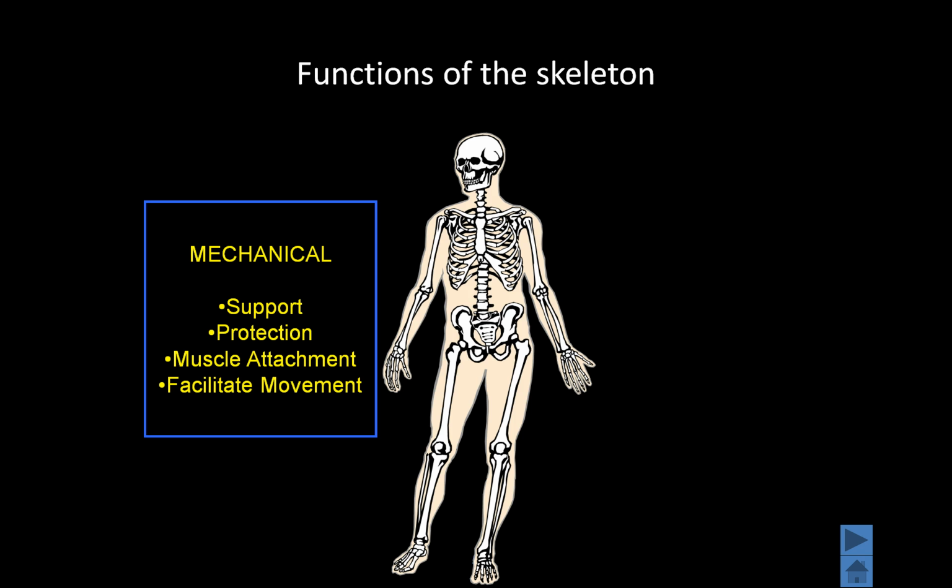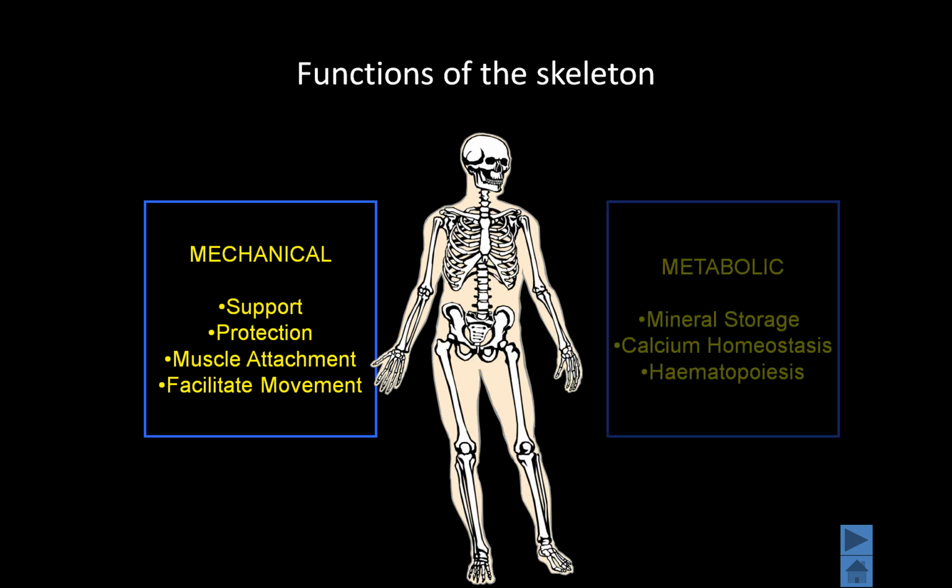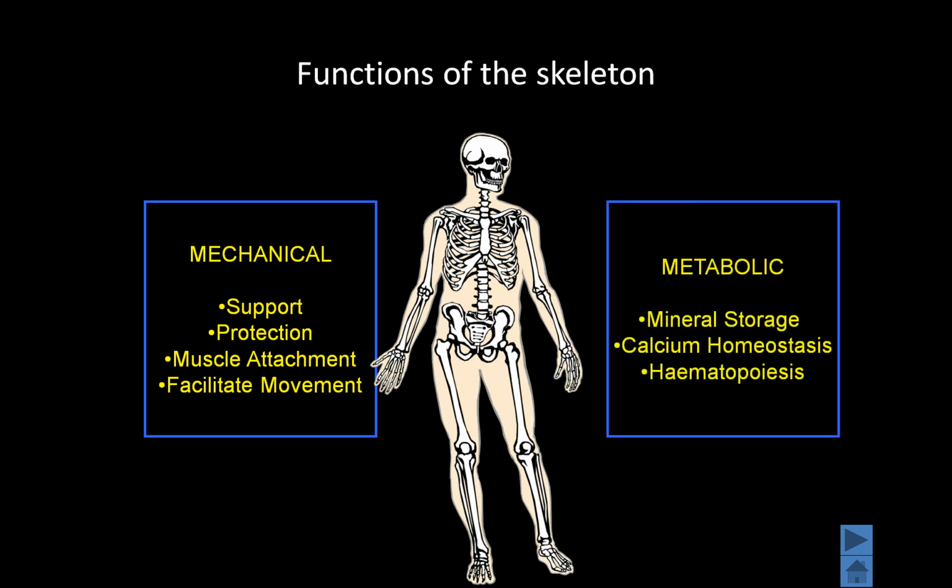Joint movement is an important effect that occurs further to the mechanical functions. Bones also have critical metabolic functions. The large reservoir of calcium ions in bone can be released to maintain calcium homeostasis.